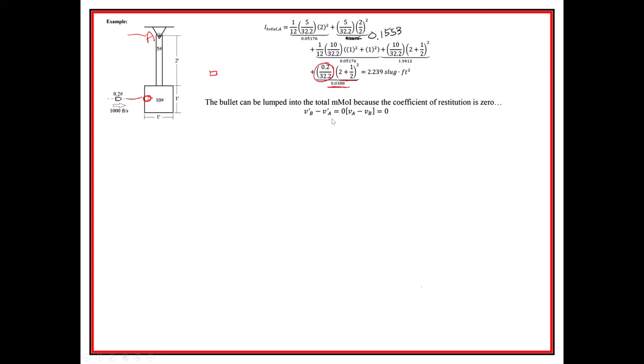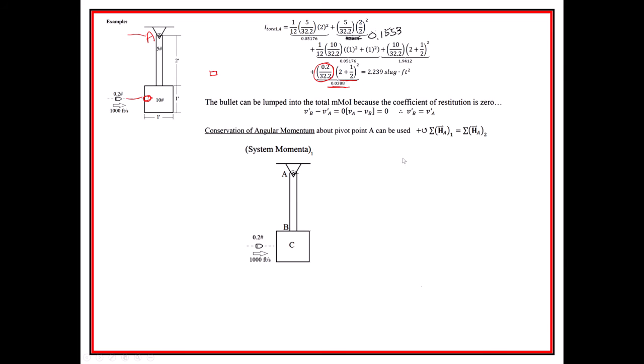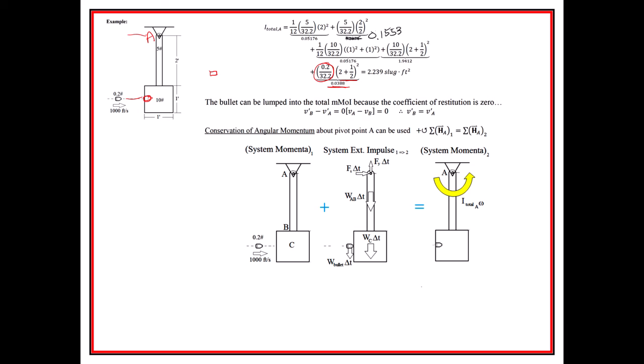With the coefficient of restitution being 0, VB is going to be equal to VA, because the bullet's along for the ride. I guess we're deciding to call this whole thing A. And the conservation of angular momentum about that pivot at A means the angular momentum before equals the angular momentum afterwards. So here are the 3 diagrams of the system: the momenta before the bullet hits, the system impulse as the bullet is hitting, and the system momenta after the bullet has embedded and the pendulum starts to move with an angular velocity.